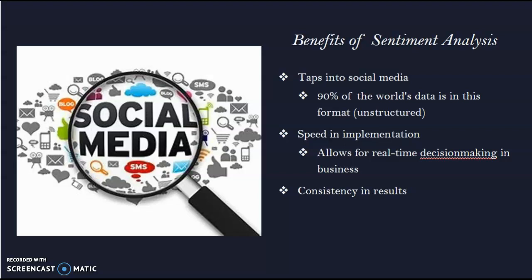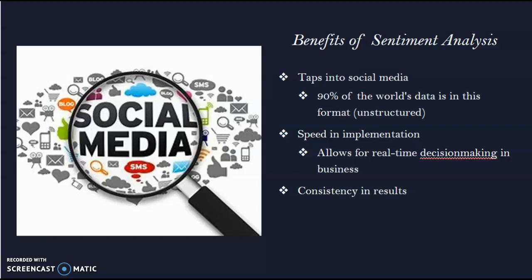Speed is the key to survival in business and is another benefit that sentiment analysis provides. It not only allows analysis of this type of raw data, but it does it in real time. Is a client about to leave the company? Let's send a promotion right now to stop it.